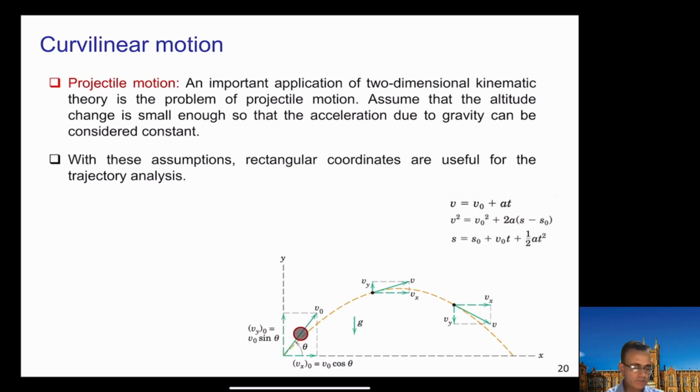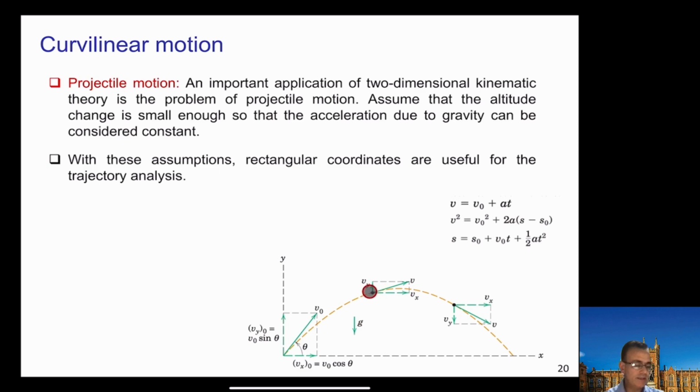So this is the initial velocity of the object, and this initial velocity obviously can be split into two components. One component is in the x direction, one component is in the y direction. So the x component is v naught cos theta, and the y component is v naught sine theta. Now we know that if we are close to the ground and the altitude is not very high, then we can assume that g is constant.